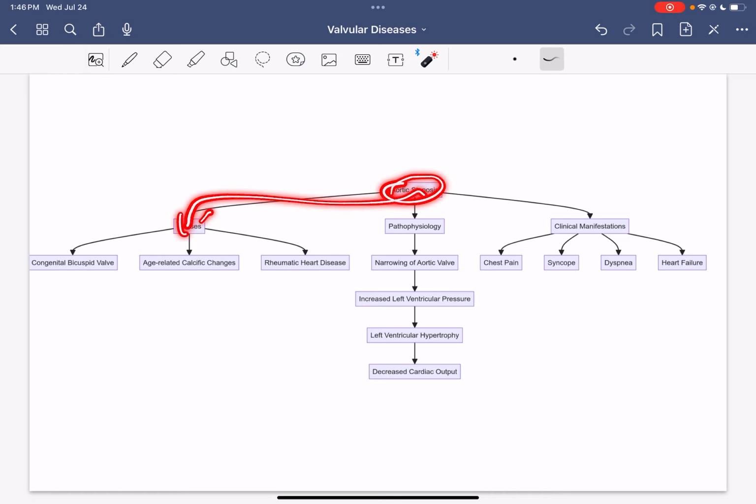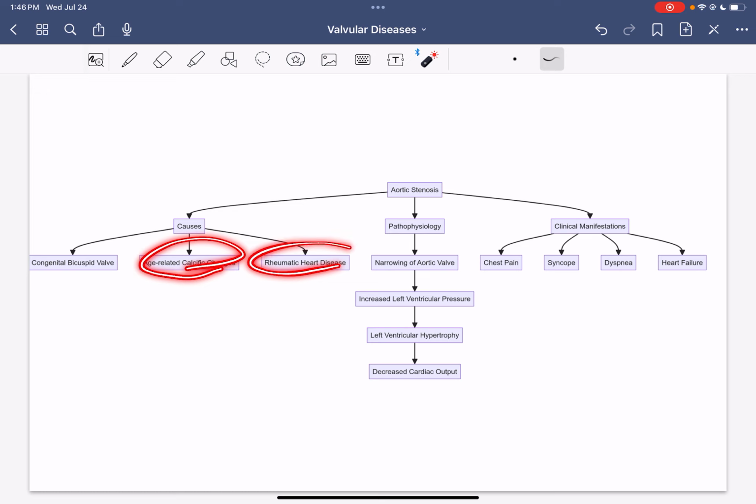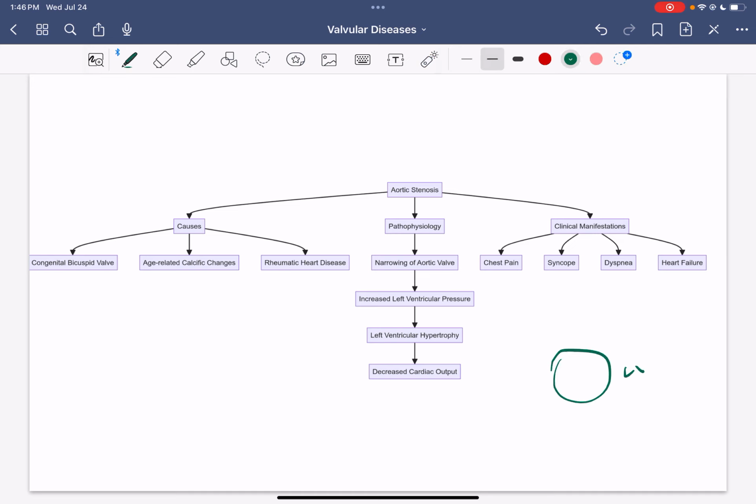Now, what about aortic stenosis? Let's take the causes. It could be due to congenital bicuspid valve. Remember, bicuspid aortic valve, BAV, age-related calcific changes, and rheumatic heart disease. What is the pathophysiology? The aortic valve becomes stenotic. If the aortic valves become stenotic, where is the aortic valve? It is between the left ventricle and the aorta. Let's say this is the aorta.